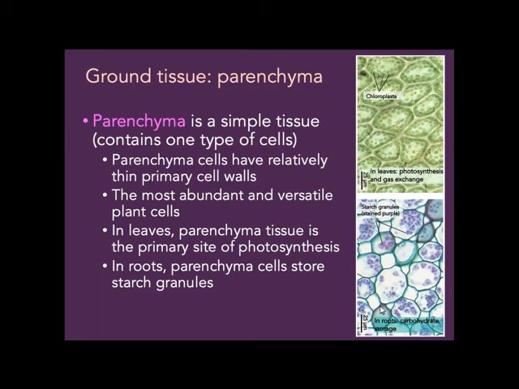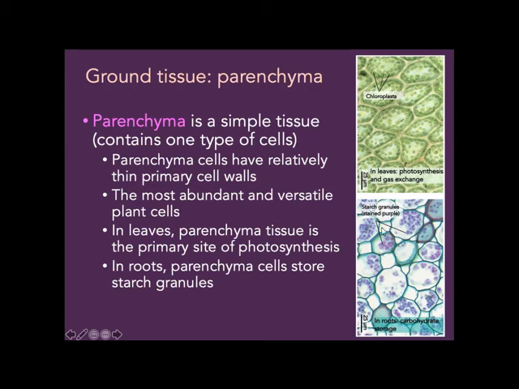All right, so parenchyma is what is known as a simple tissue, meaning that if you look at it, it's all made up of a single kind of cell. Parenchyma cells have pretty thin walls, and they are the most abundant and versatile plant cell. So most cells are parenchyma. If you look at the leaves of a plant, the parenchyma tissue is where photosynthesis takes place, and in the roots, parenchyma cells are where you're storing starch. We've stained these starch molecules purple, so you can see that they're stored within the root cells.